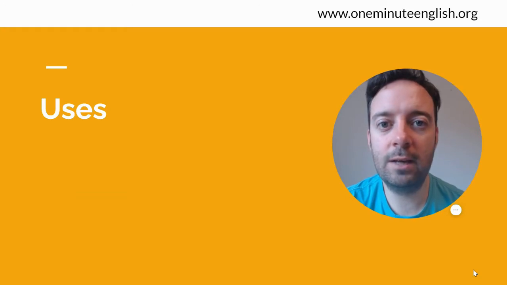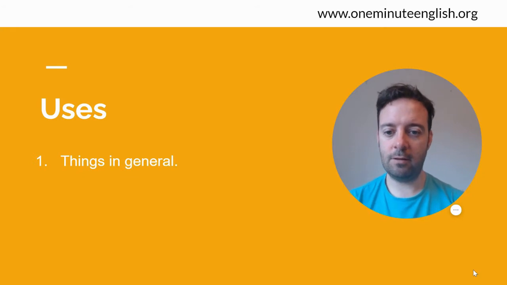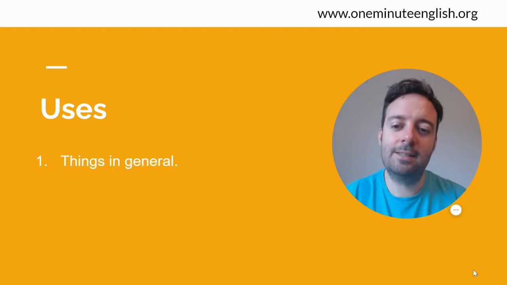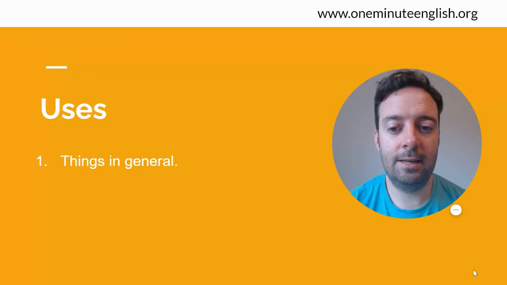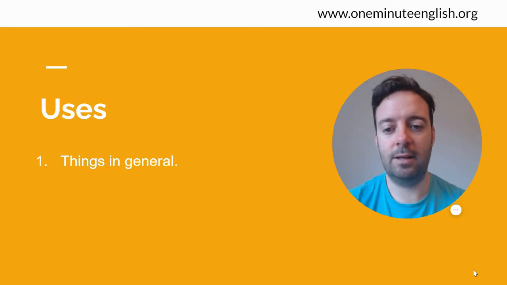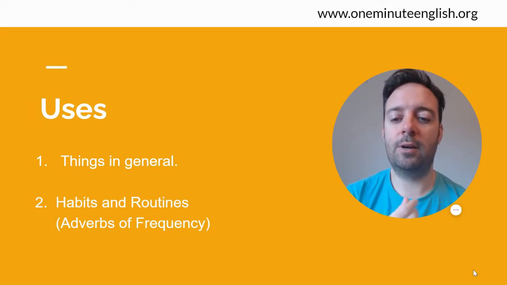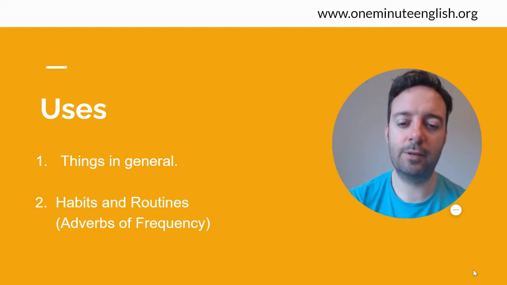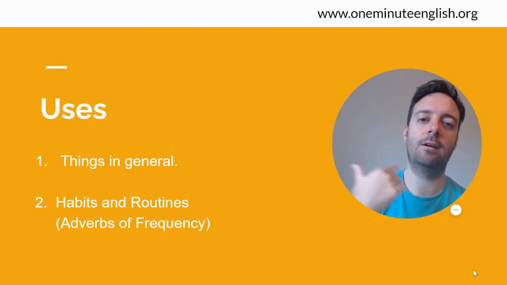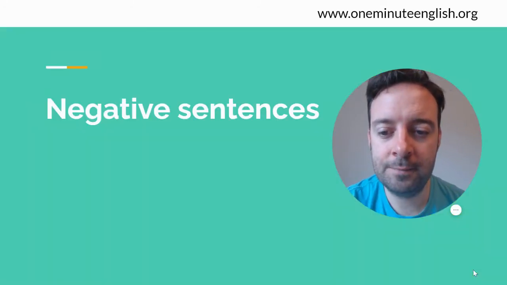So let's look at when you use the present simple. So it's for things in general, right? When things are just in general, this is the way it is. Like, present simple is an English verb tense. It's just a general statement. And also when you talk about yourself, it's for habits and routines. And we also use adverbs of frequency. That's like always and often and this type of thing. I have another video that you can watch on that.